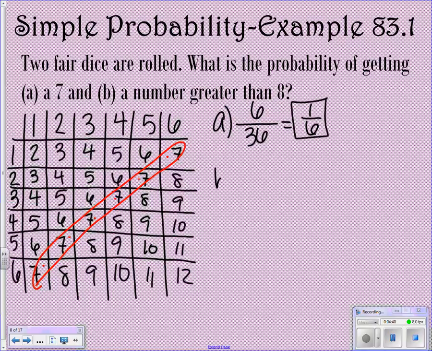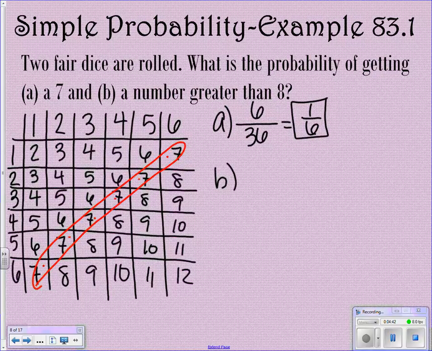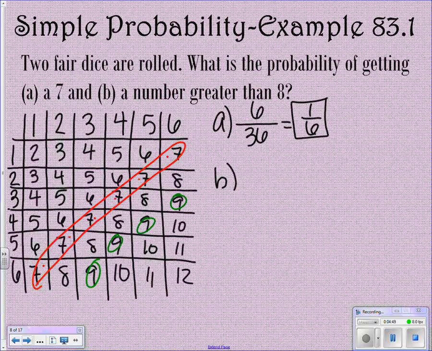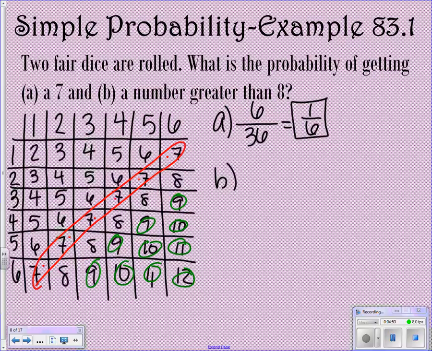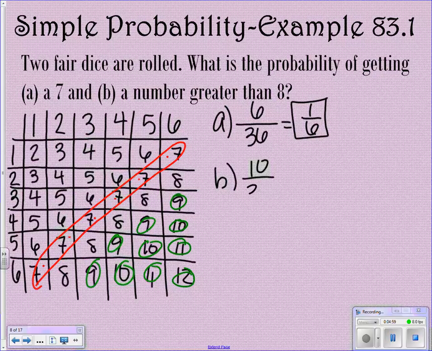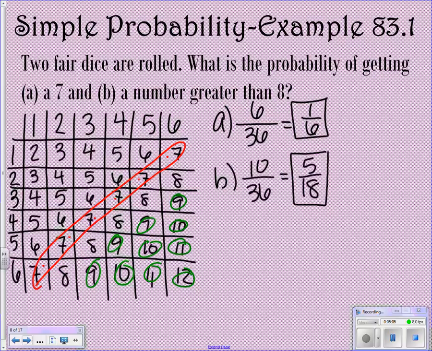Okay, for part B, this has a number greater than 8. Well, the numbers that are greater than 8 would be 9, which is here, 10, 11, and 12. So we have 10 numbers that are greater than 8 out of 36. And so we have a 5 out of 18 chance of getting a number greater than 8. So that's how you do those.